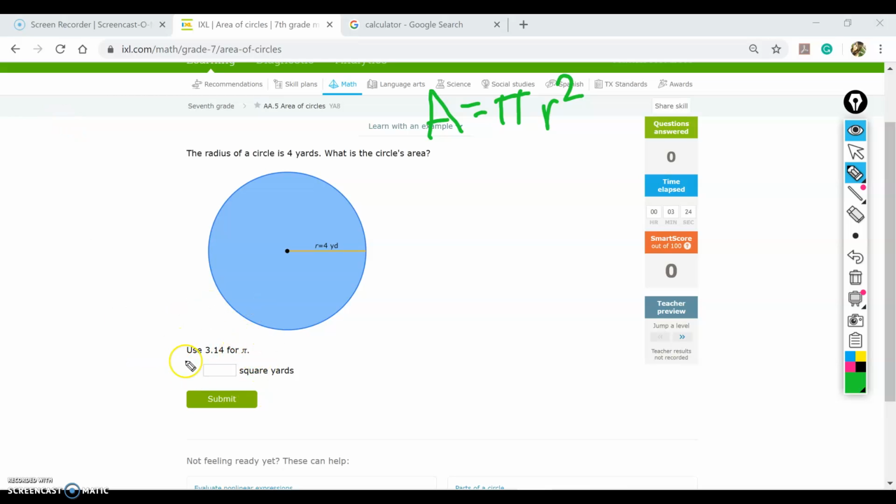Now, in this case, they are being specific about what we need to use for pi. They're telling me to use 3.14. That's what you need to use for pi every time. So you're not going to type the whole thing for pi, just 3.14. That's what I'm going to be typing every time I type pi. So in this case, I will start with 3.14, because that's pi.